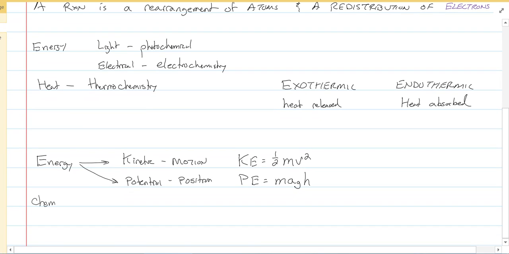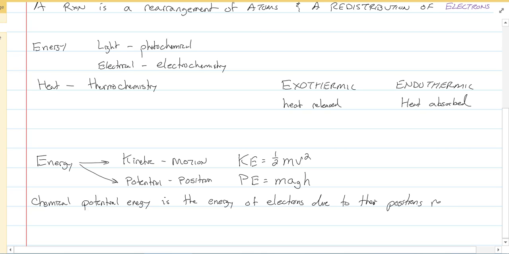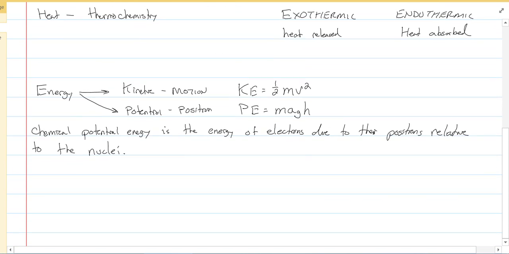Chemical potential energy is the energy of electrons due to their positions relative to the nuclei. It's basically stored energy. Do these bonds have energy that we could actually use? When they react and rearrange, the electrons get redistributed. Is there energy out? Does that redistribution of electrons and atoms result in lower energy for a new molecule or in a higher energy for new molecules and combinations?